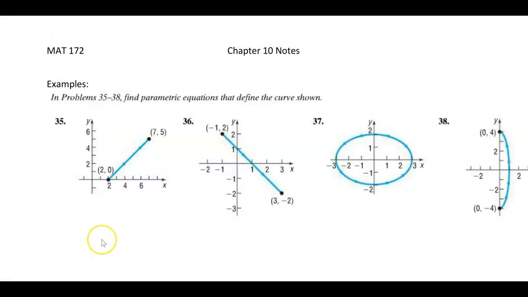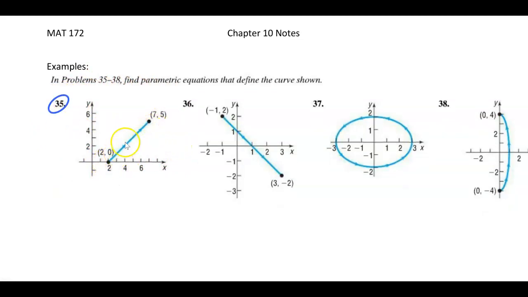So let's look at something a little bit different. Suppose we want to find a set of parametric equations that's going to define this curve. We'll start with number 35. Well, ideally, we need to start with figuring out what this curve would be in rectangular form. So we know this is the equation of a line. So let's figure out what the slope would be. Slope is y2 minus y1 over x2 minus x1.